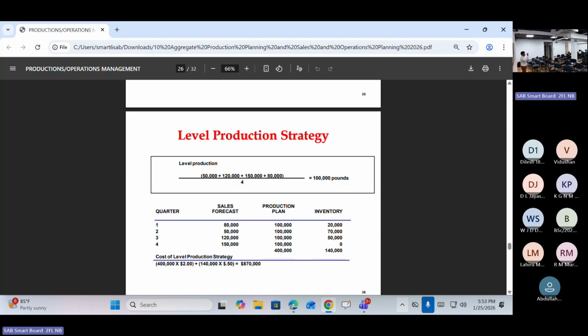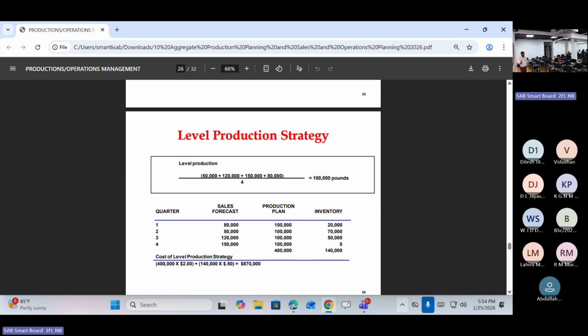This is a very simple example, but this is how it would look like when it comes to level strategy. Constant production rate. Shall we move to the third quarter? Third quarter, what is the demand requirement? Sales forecast 120,000.